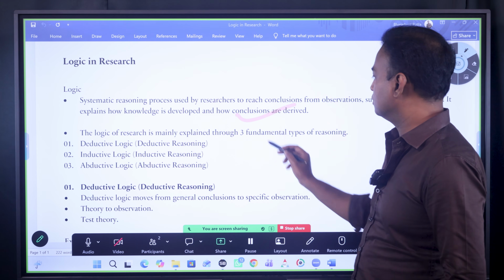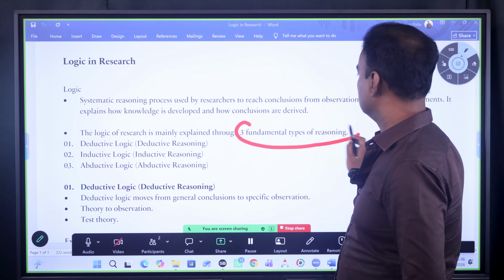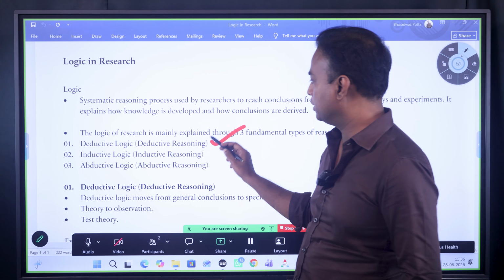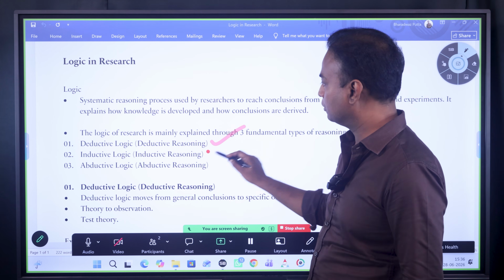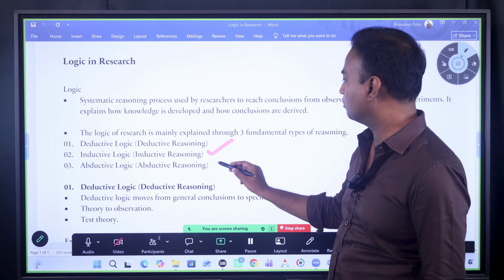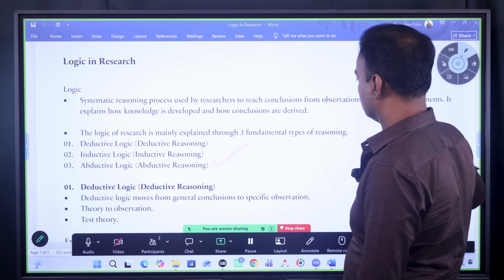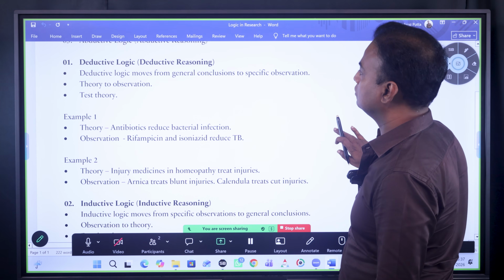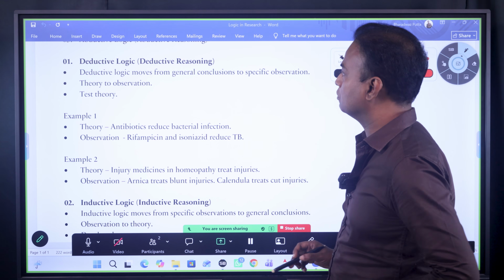In research, we use three types of fundamental logic, that is deductive logic or deductive reasoning, inductive logic or inductive reasoning, and abductive logic or abductive reasoning. These are the three types of logic we use. First one is deductive logic. So what is deductive logic?